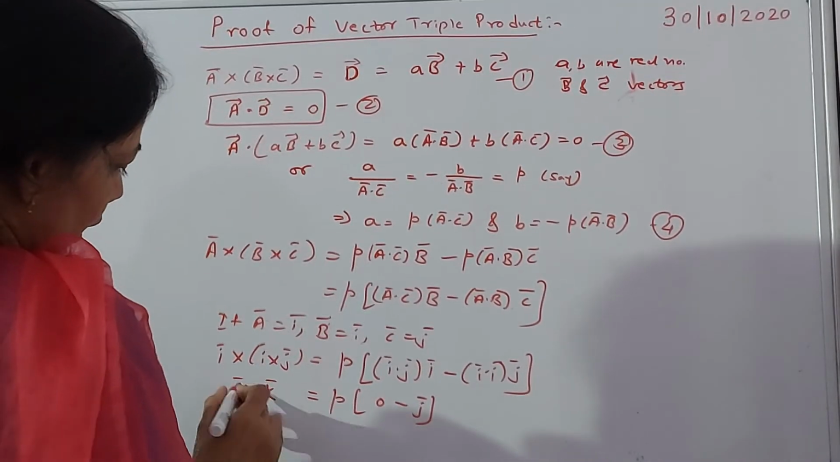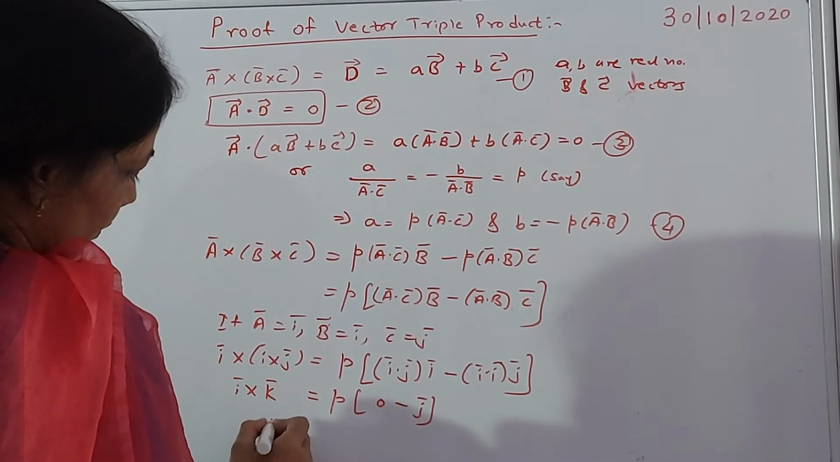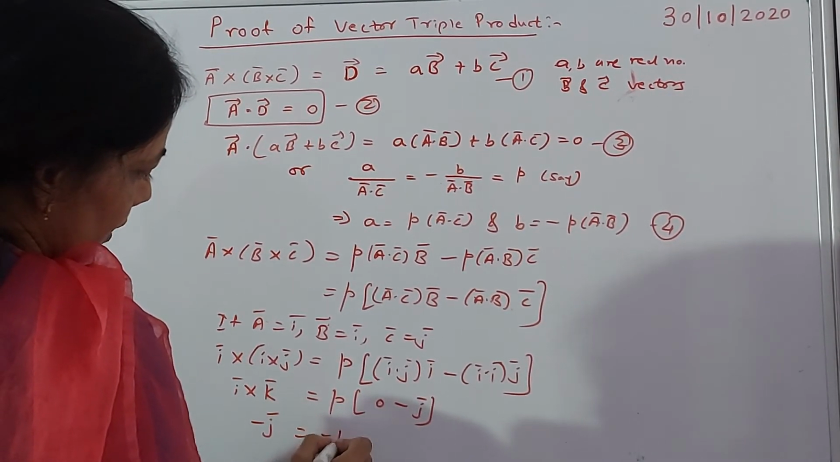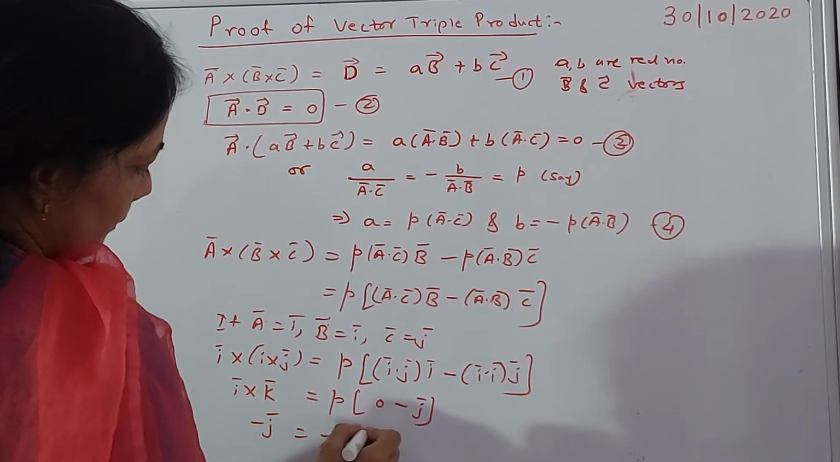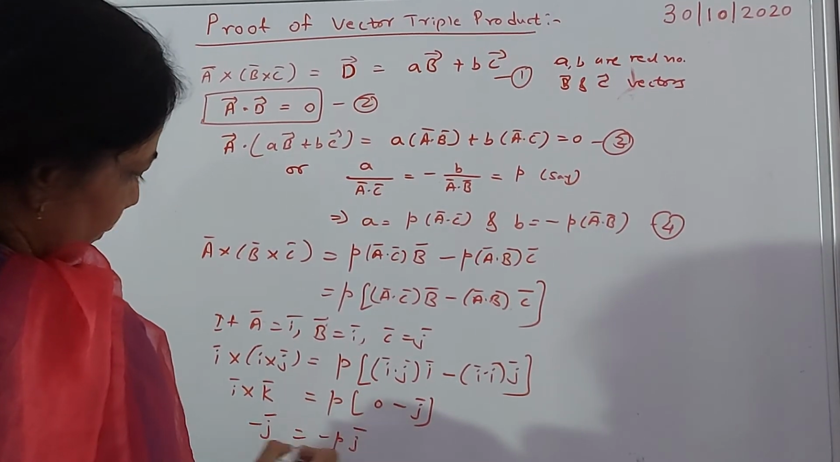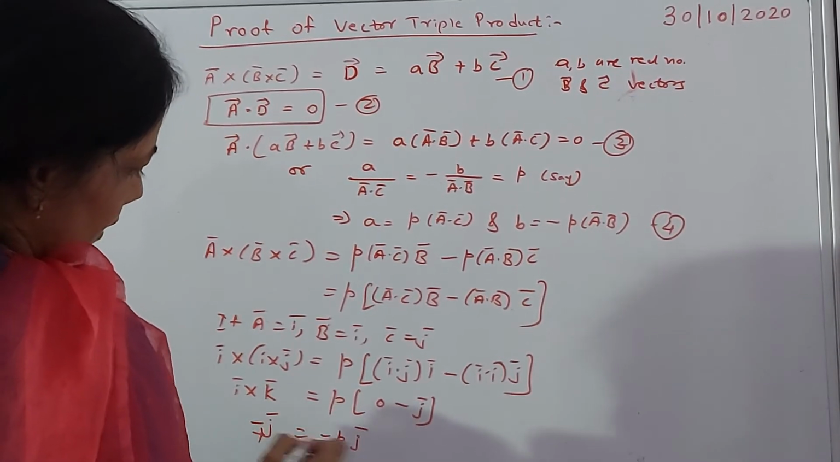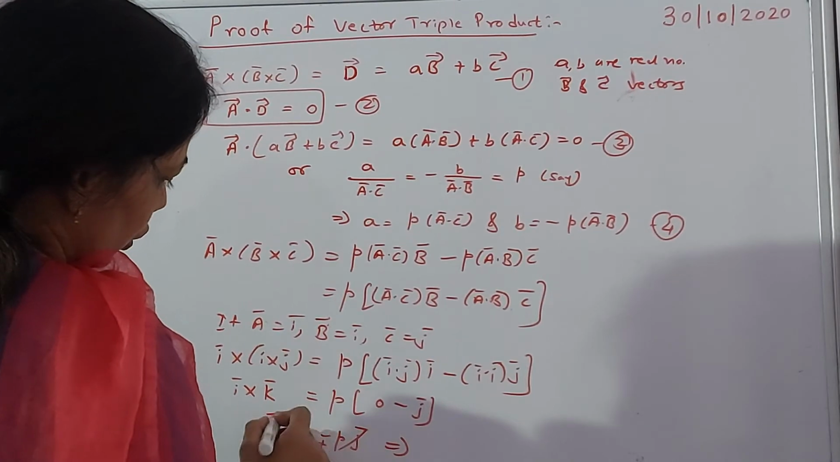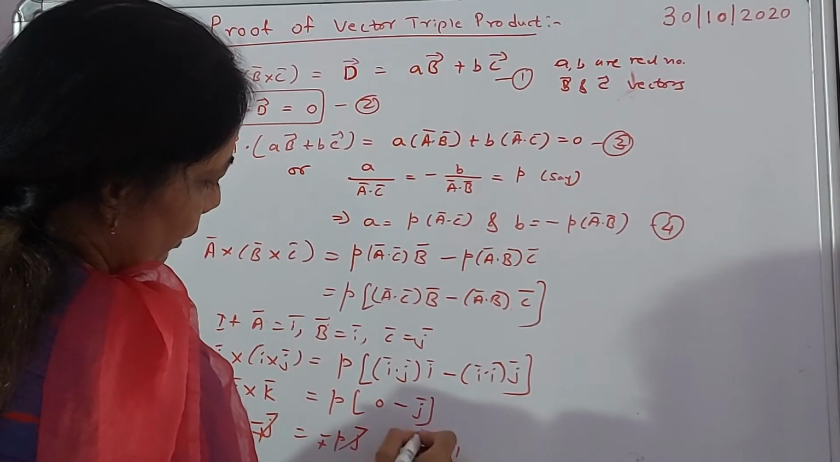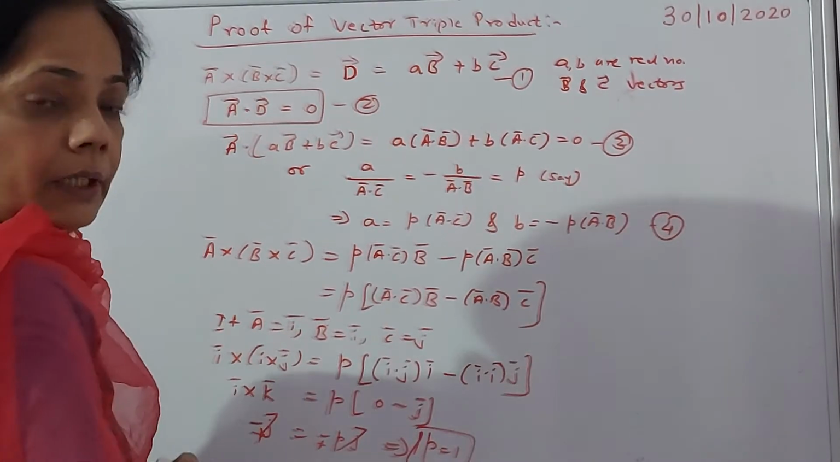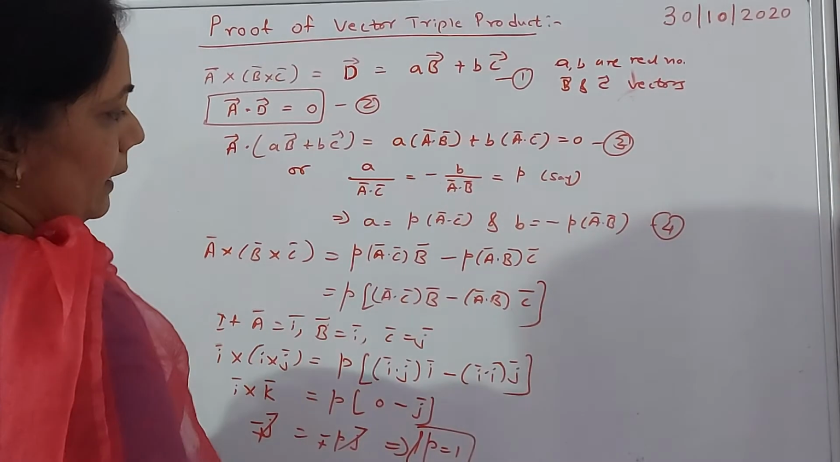So what is this value? I cross K. We change the order. This will be minus J. This will be minus P into J. Minus minus become plus, and we get J cancel, the value of P to be 1. Right? So put the value of P back in the equation.